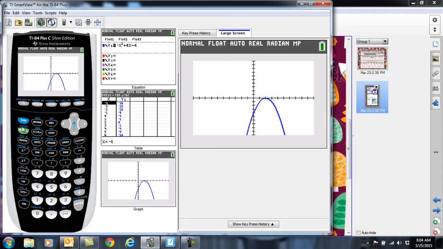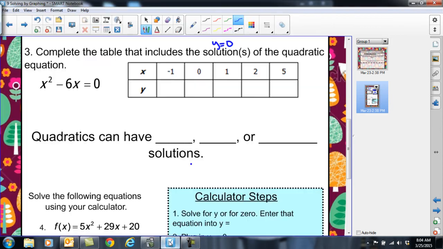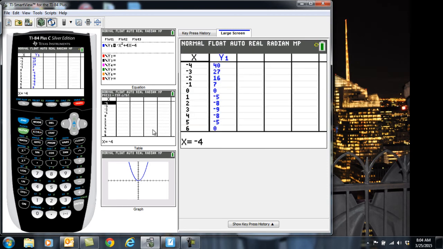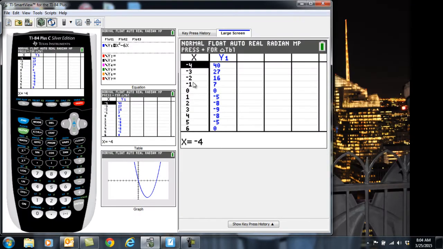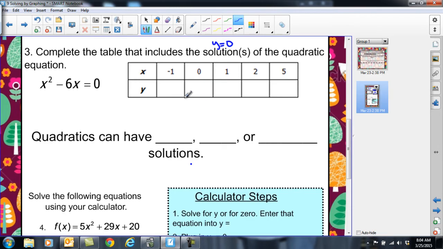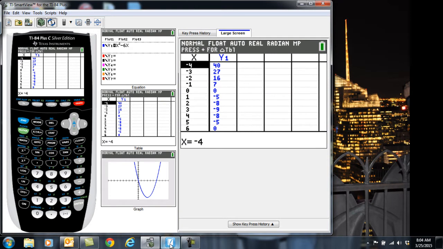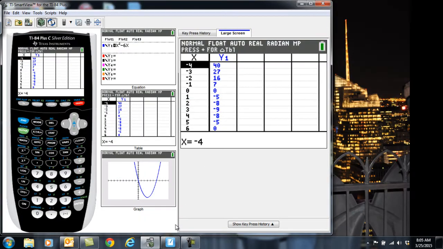So I'm going to go back to my calculator. We're going to go back to y equals, and we're going to type in that new equation, which is x squared minus 6x. Almost left off an important part. And then we're just going to go to the table. Second graph will take us to our table, and we're going to fill in the values that we need here. So it starts at -1. When x is -1, y is 7. When x is 0, y is 0. When x is 1, y is -5.